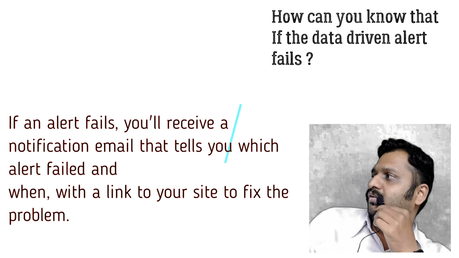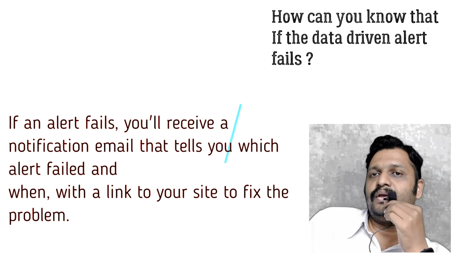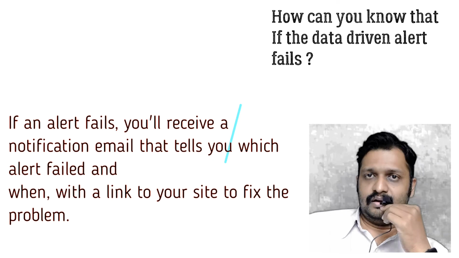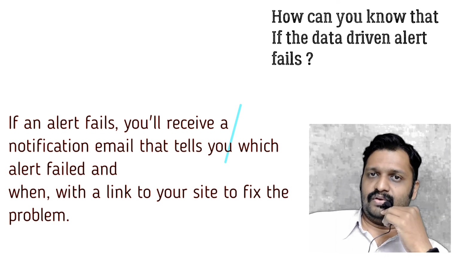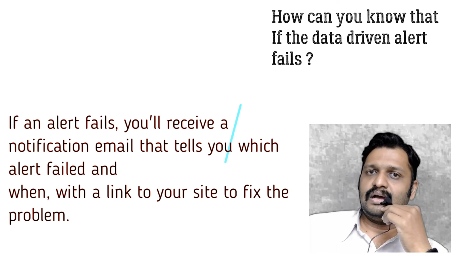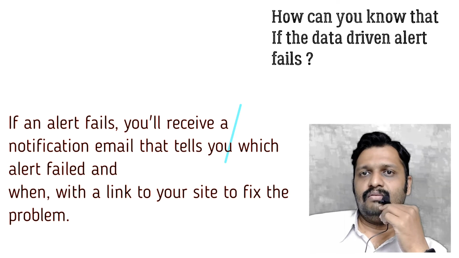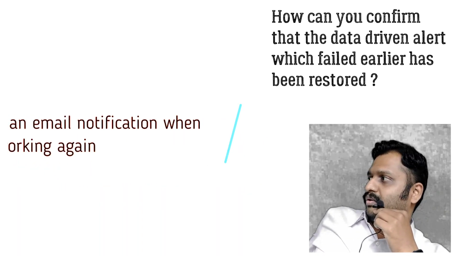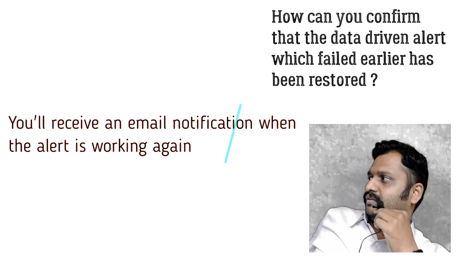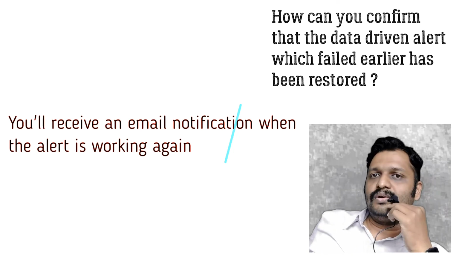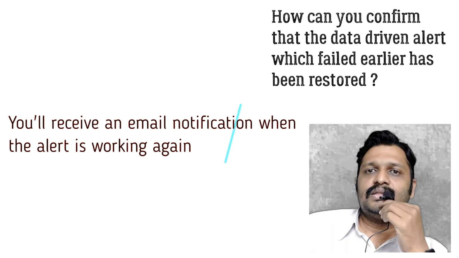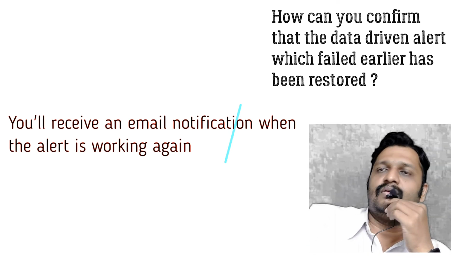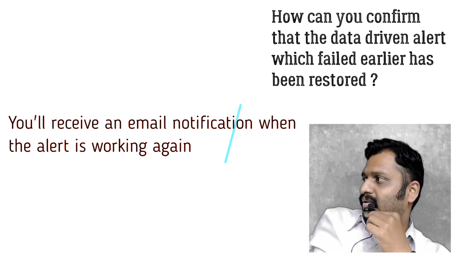Next question, how can you know if the data driven alerts failed? If a data alert fails, you will receive a notification email that tells you which alert failed and when, with a link to your site to fix the problem. Next question, how can you confirm that a data driven alert which failed earlier has been restored? You will receive an email notification when an alert is working again, or when the problem gets solved.